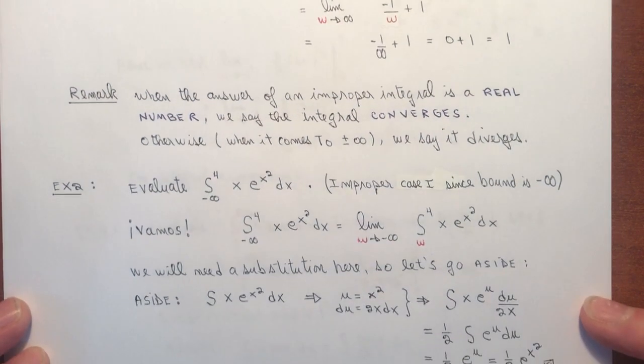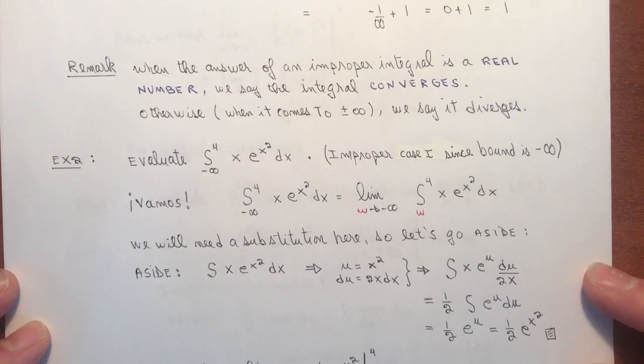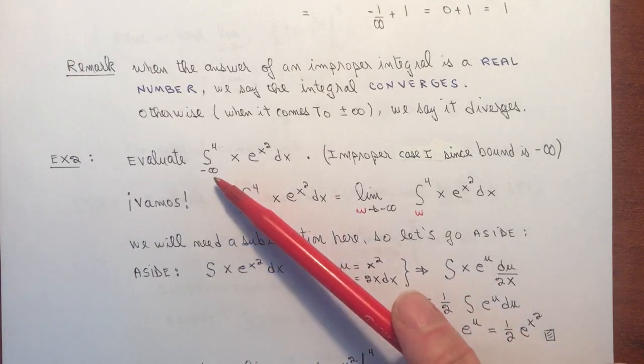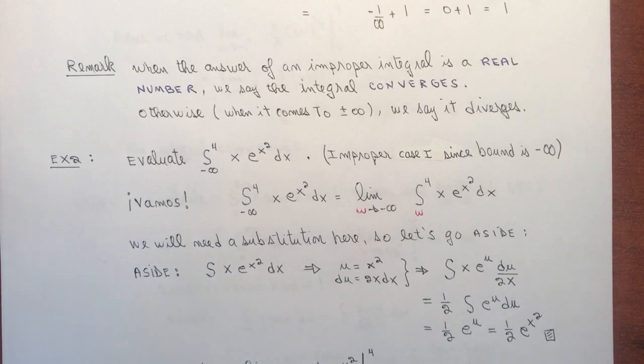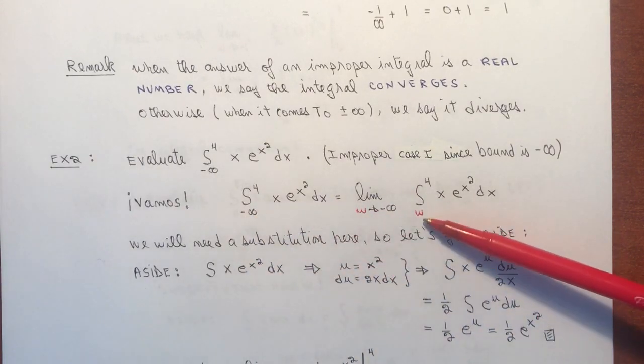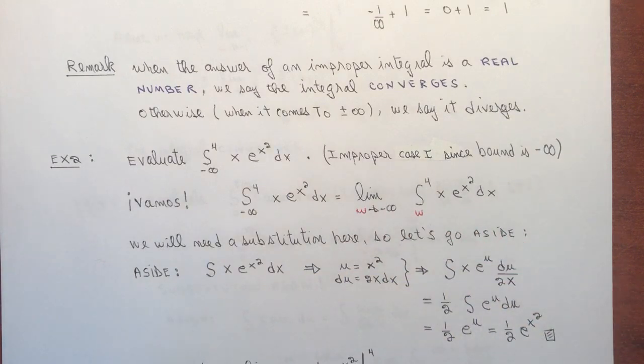Here's another example. This time, let's consider the integral from minus infinity to 4 of x e to the x squared dx. That's improper. Case 1 again, lower bound, minus infinity. So vamos. Replace the minus infinity with w, and let w go to minus infinity. This time, I can't do this integral directly. I will need a substitution.